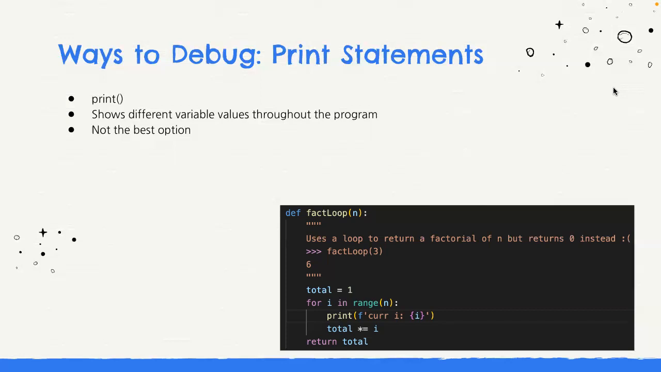Yeah. So in this example, you don't really have to understand what's going on here, but basically I wrote a loop to find the factorial of a number. And my problem here is that it returns 0 instead of the factorial. So if the factorial loop of 3, it should output 6 because 3 times 2 times 1 is 6. In my case, it's not doing that. So what I do is I print the current value of i and see if maybe i goes to 0 or not. And if that's true, then, oh, I need to change my indices here.